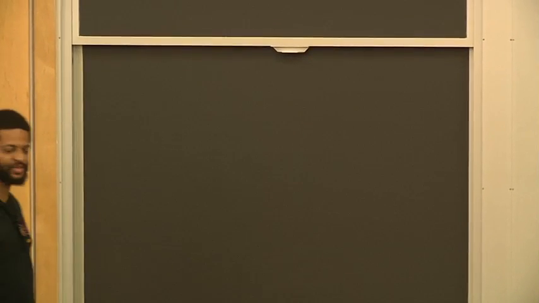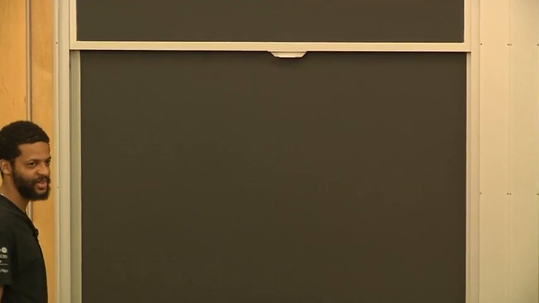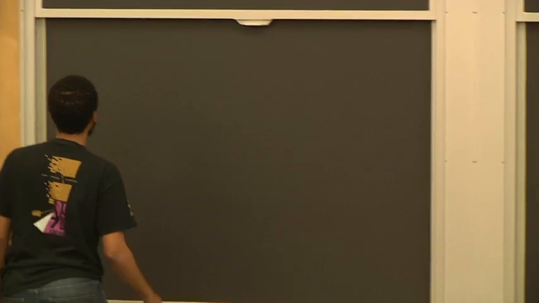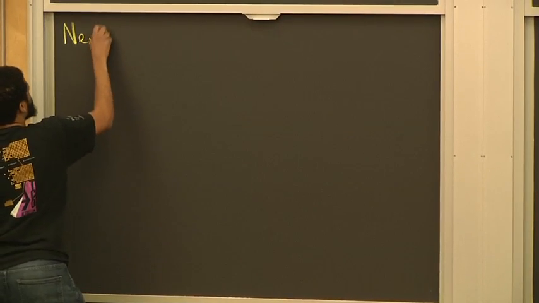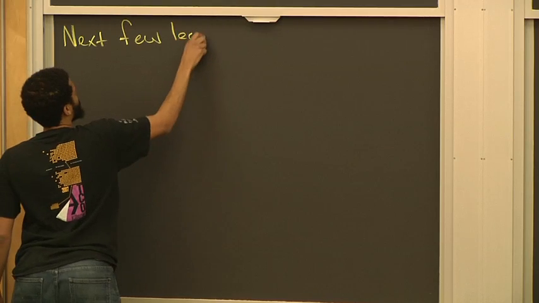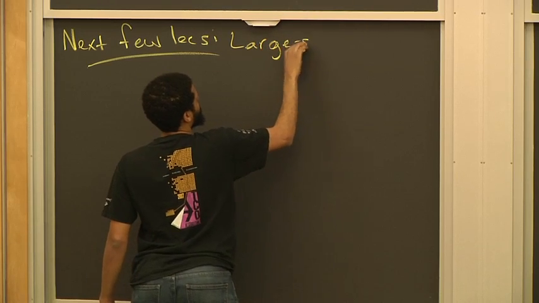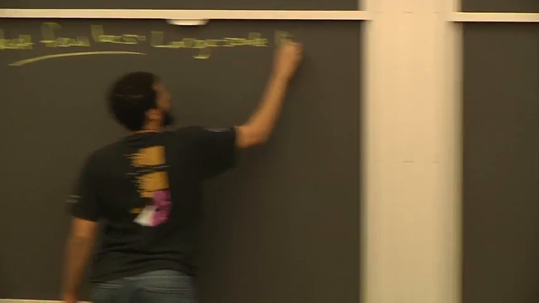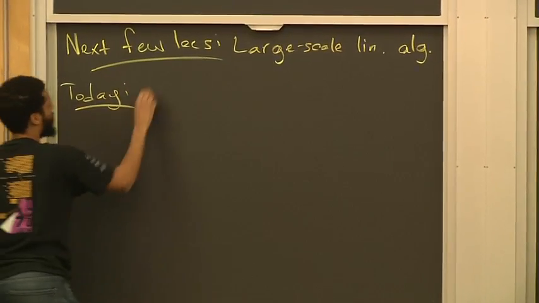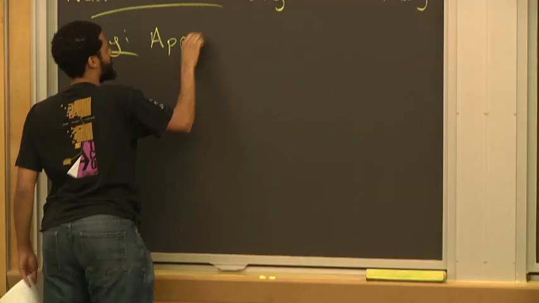Okay, so we're done with the dimensionality reduction portion of the class, or at least the JL portion of the class. And now we're going to move into something else, although JL will be relevant for this problem too. So the next few lectures, we'll do large-scale linear algebra. And today we're going to focus on approximate matrix multiplication.